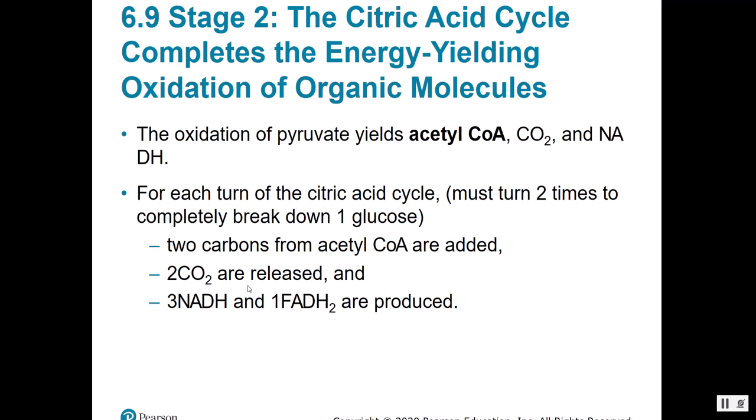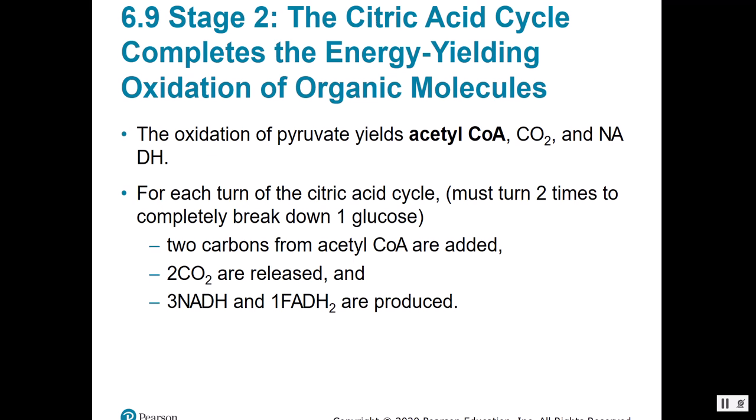So double all those numbers, and that's going to give you the total amount that's produced at the end of citric acid. All right, so we're going to have 4 carbon dioxide, 6 NADHs, and 2 FADH2s released. And again, we still only get our 2 ATP, but that's not really the point here. We have totally broken down glucose, and we've completely turned it into CO2.